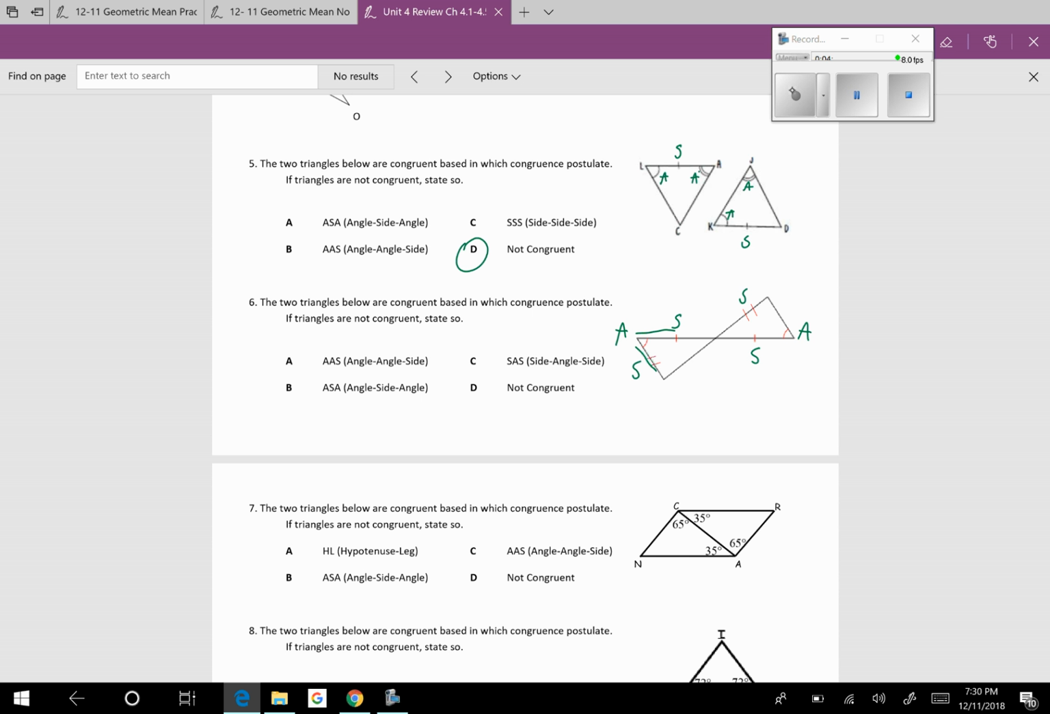But over here, do you see how only one of the sides touches the angle? This one doesn't touch that angle. So these 2 are not congruent because they're not in the same spots.